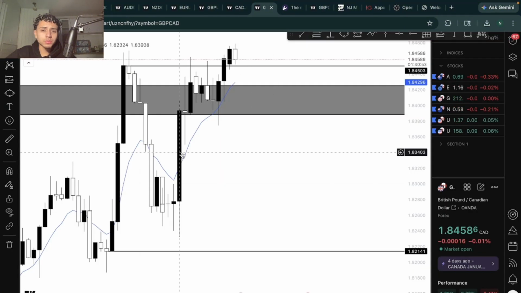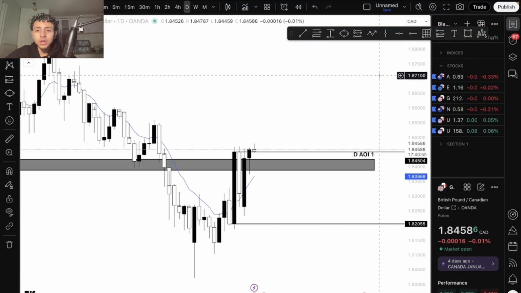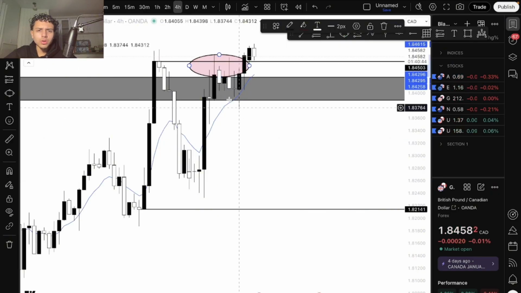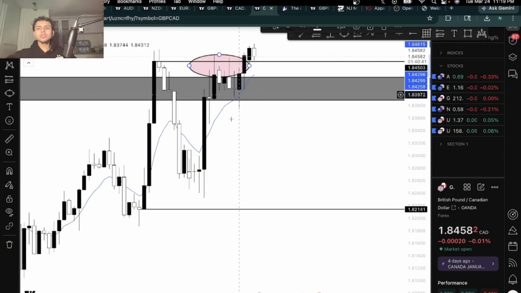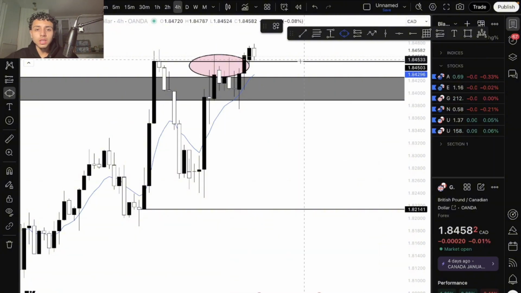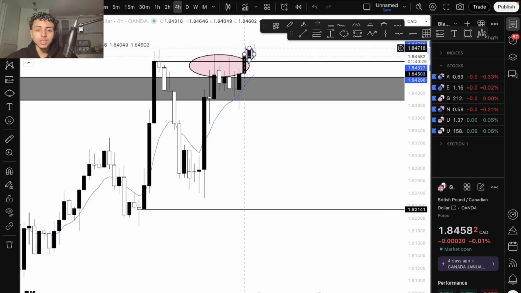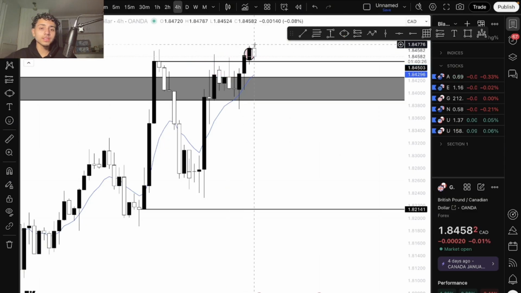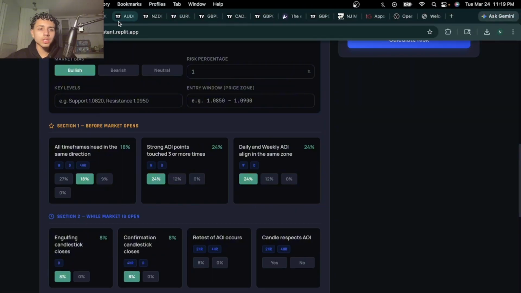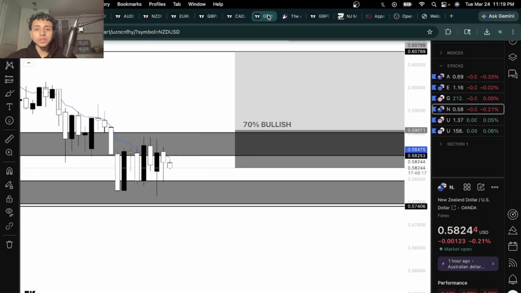So now if we go back to GBP CAD, we are currently looking for this confirmation candlestick to happen. Let's go to the 4-hour. So 4 hours have passed already. This is the confirmation candlestick that happened right here. This is the confirmation candlestick that I'm looking for. Did it form? Yes, it already happened. So I can go over here and put confirmation candlestick closes. It did close indeed. So now I'm looking for a retracement on GBP CAD.